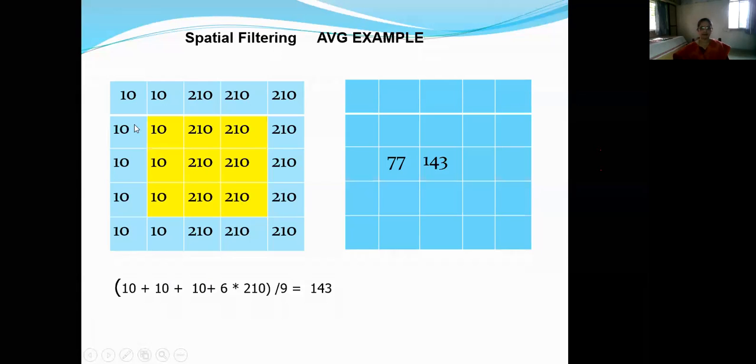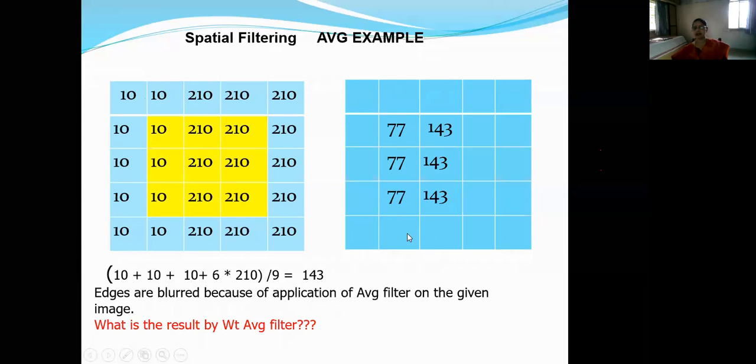Now, if we assume that the same pixel values are available outside the image for, say, almost infinite or very large size, we will get similar values in this column and this column. When we apply spatial filtering, you can also verify it numerically, you will get new values. The column with value 10 is replaced by values 77 and the column with values 210 is now replaced by 143.